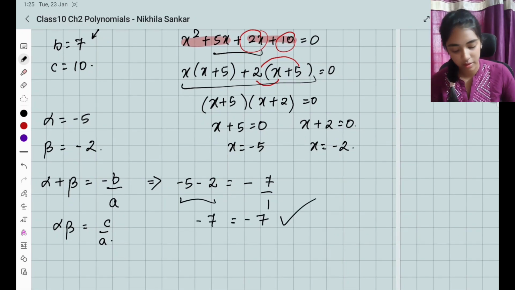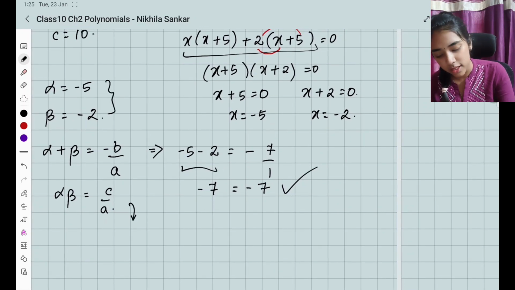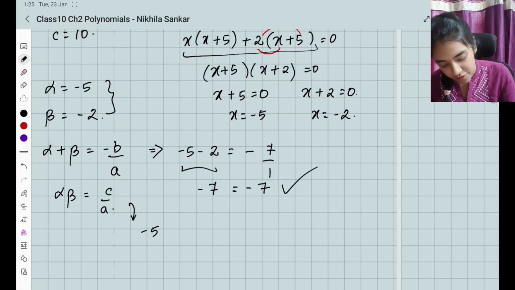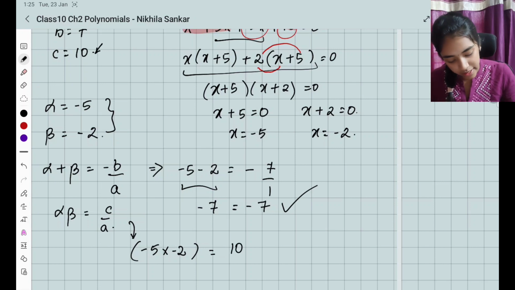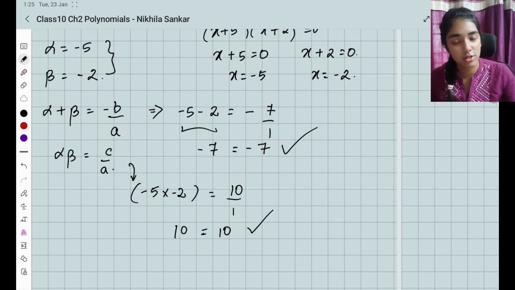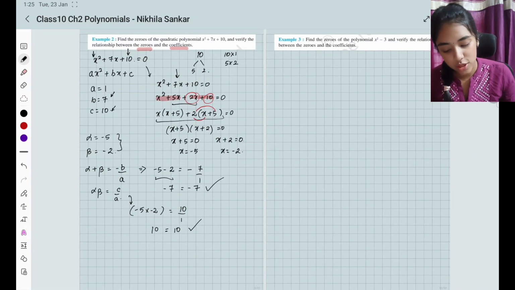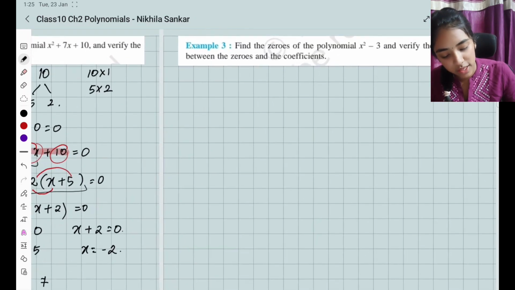So hence verified. Okay, now the next case, you have the product of zeros. What is the product of zeros? It is going to be minus 5 into minus 2. So this is alpha into beta equals c, which is 10, divided by a, 1. So what is on this side? You have 10 equals 10. So this is also verified. This is what they are asking us to verify: also verify the relationship between zeros and the coefficients. Understood? Now let's solve another example.